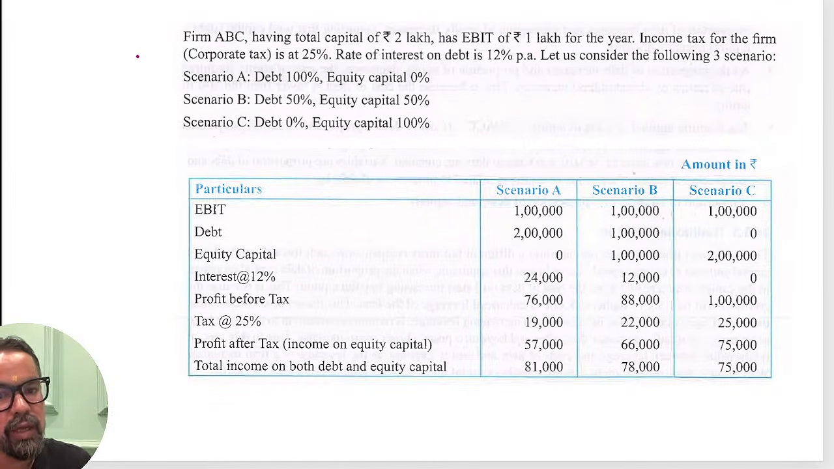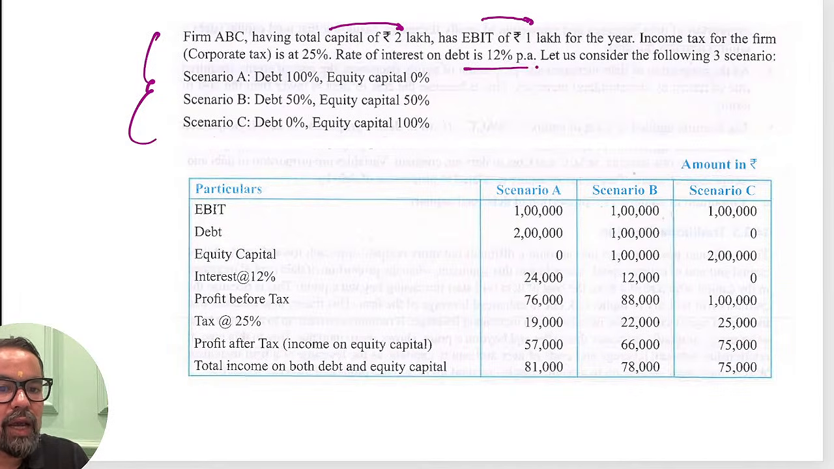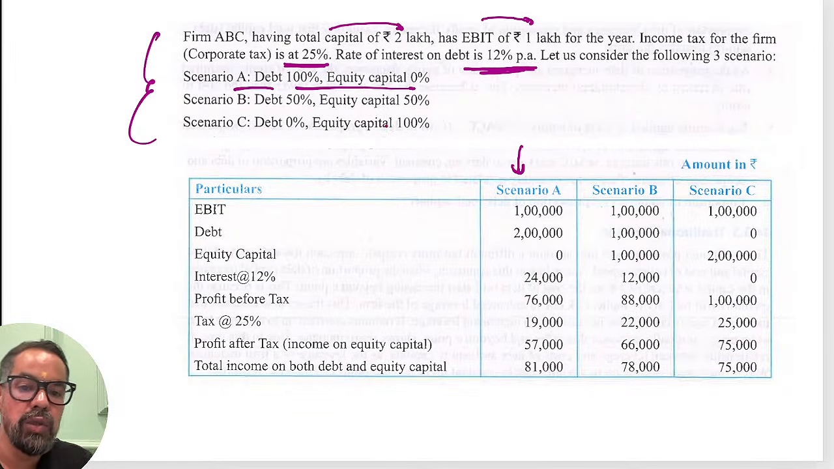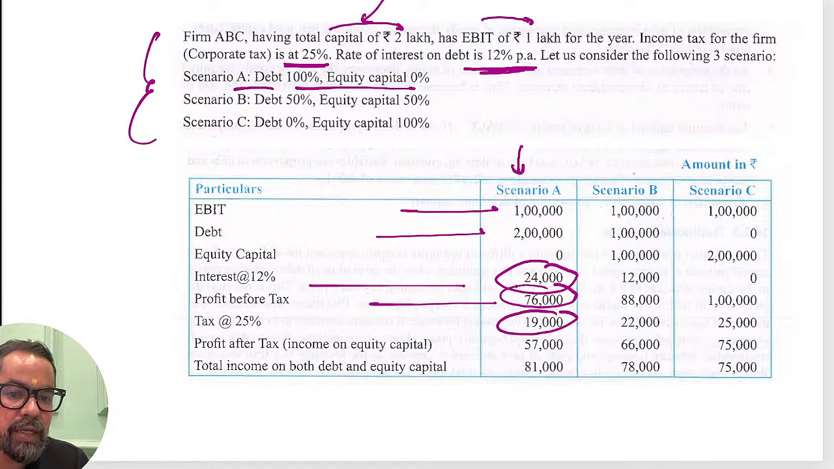These are from your book only, the same case. So here is how it is given: a company's capital is 2 lakh, EBIT, earning before interest and taxes, is 1 lakh, cost of debt is 12%, corporate taxes are 25%. Now scenario A is when we have 100% debt, so the overall capital of 2 lakh is taken as debt by the company. Then interest at 12% is 24,000. So their profit before tax is 76, so taxes will be less. If you compare, this is the overall picture.